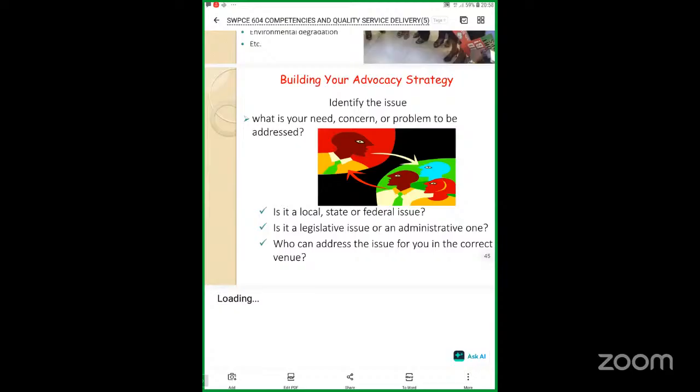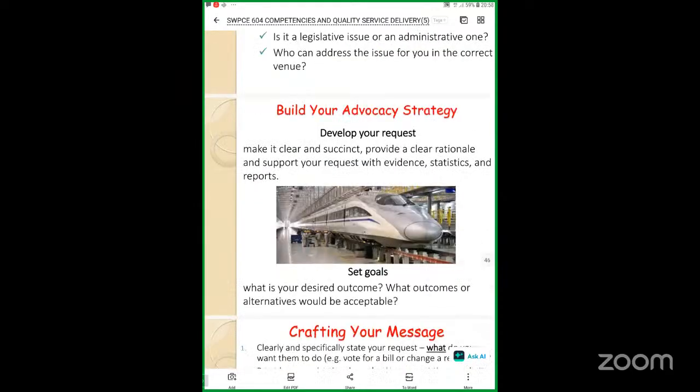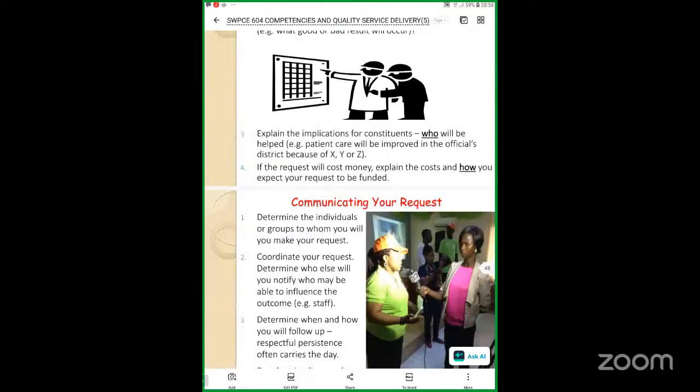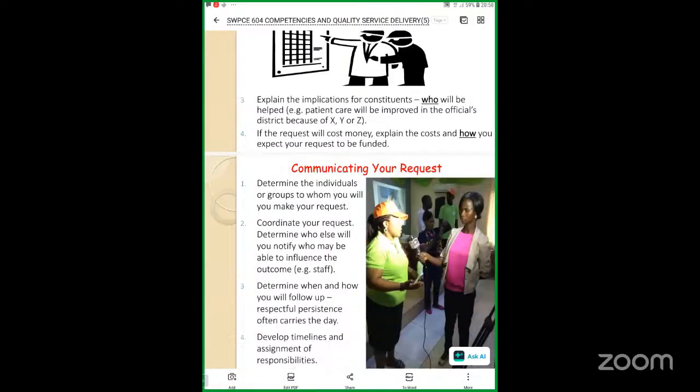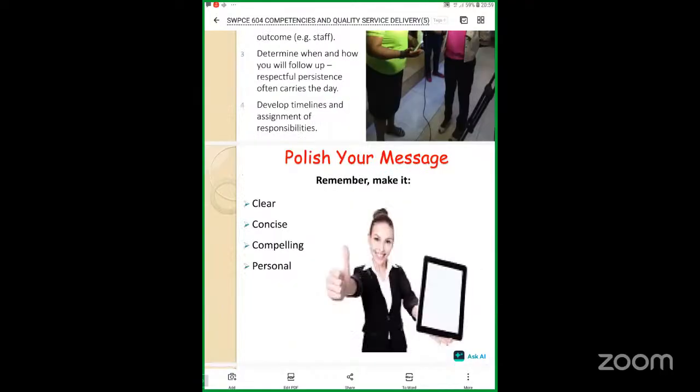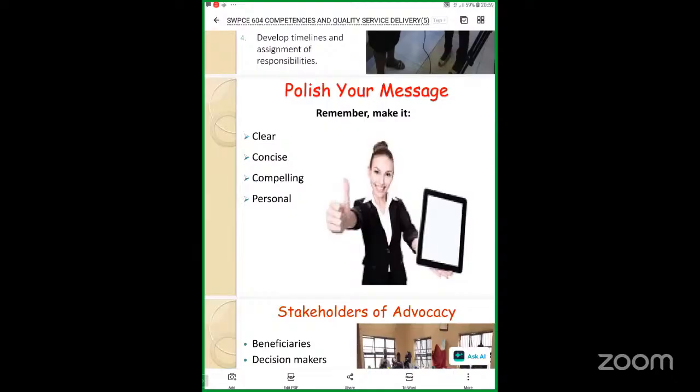Building strategy now. I said you develop your requests, craft your message, set goals. I think all these I explained along the line while I was talking about a plan. Then communicating your request. Who is that person that will communicate that request? Determine the individuals or groups that will make your request. Coordinate your request. Determine who else you will notify, who may be able to influence the outcome. So polish your message. This is one of the tactics, one of the strategies that you need to know.